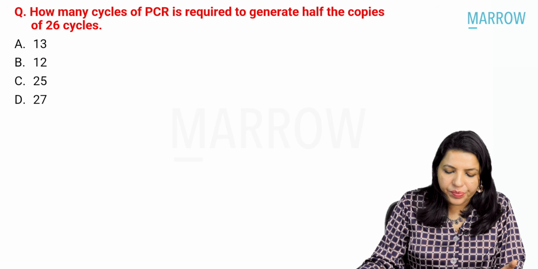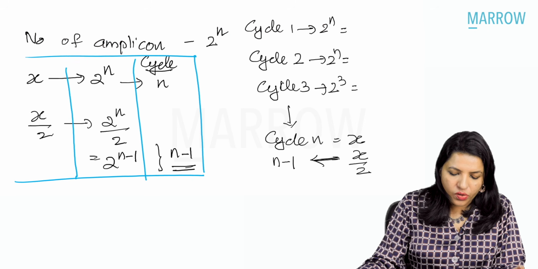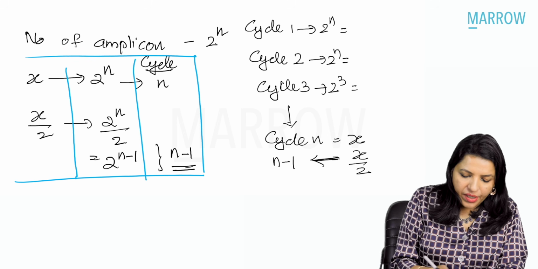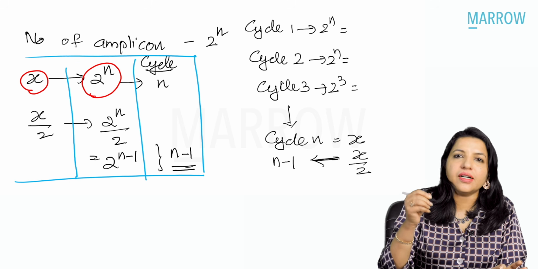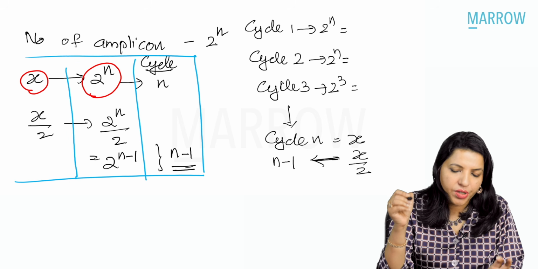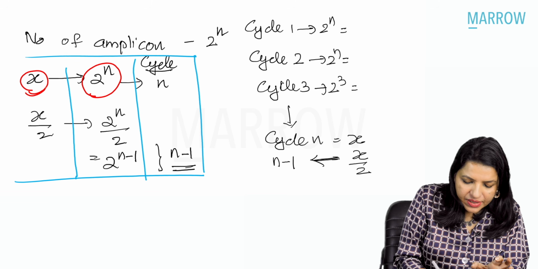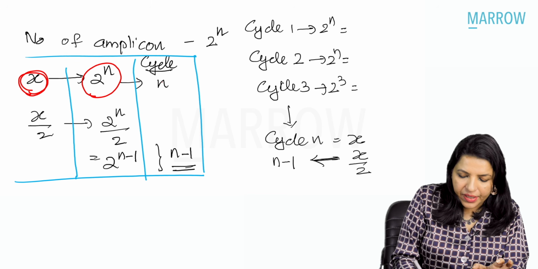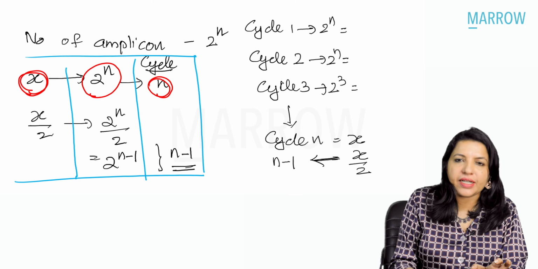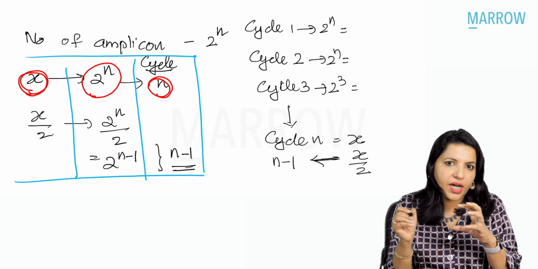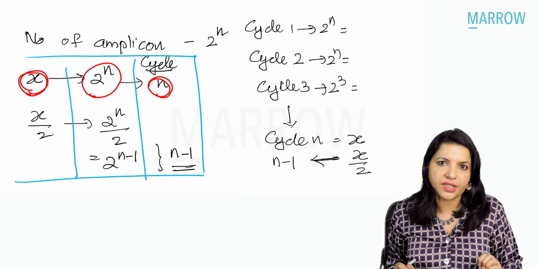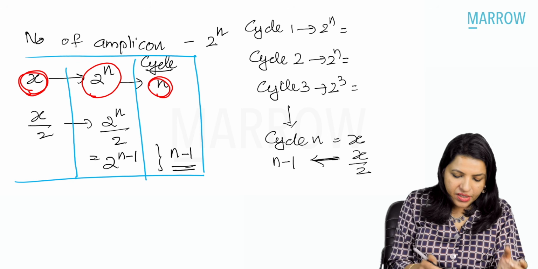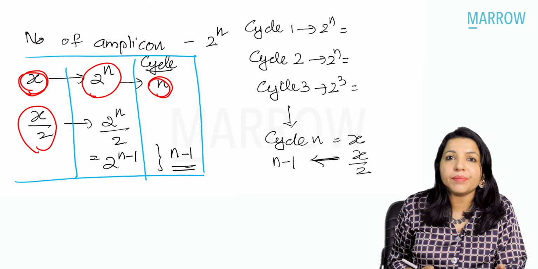Next is: how many cycles of PCR are required to generate half the copies of 26 cycles? So how will you find out? We know that if X is the number of amplicons, then 2 to the power of n is the formula by which we calculate the number of amplicons. That is, at the nth cycle, we are getting X number of DNAs. Now the question here is, when are we going to get X by 2?